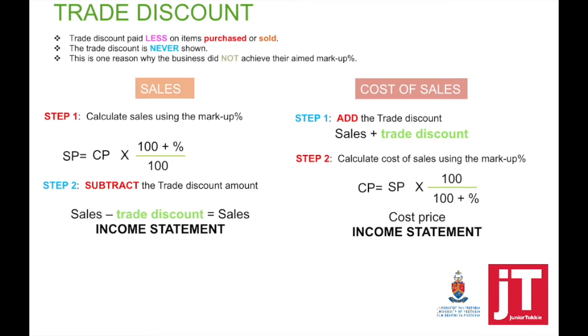If you are provided with the sales figure and you need to calculate the cost of sales, then your step number 1 is add the trade discount to the sales amount. Then you're going to calculate step number 2, the cost of sales using the markup percentage. So to calculate the cost, you have to take the sales, the selling price, times 100 divided by 100 plus the percentage markup. And that will be your figure as your cost price, your cost of sales in your income statement.